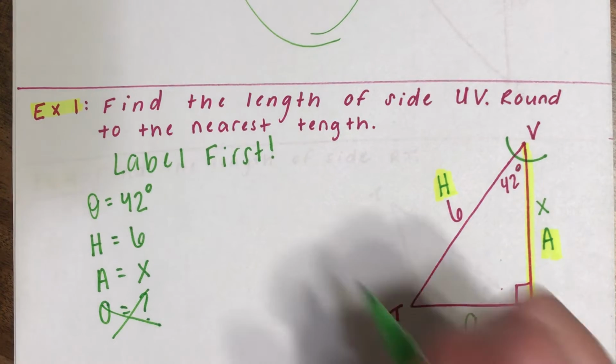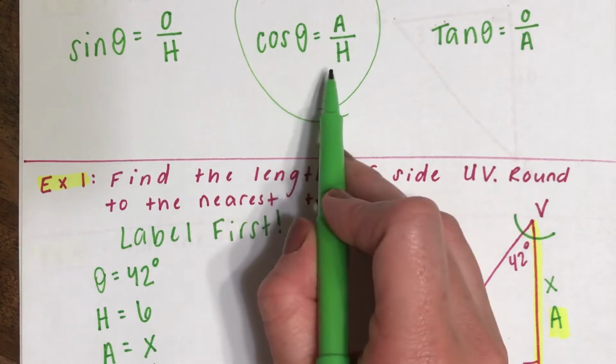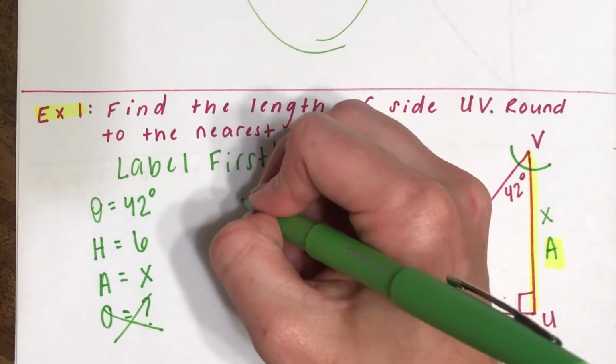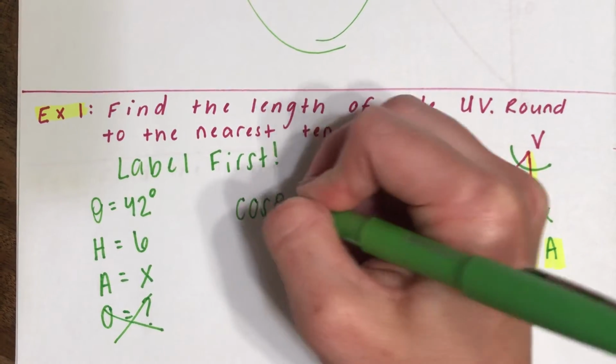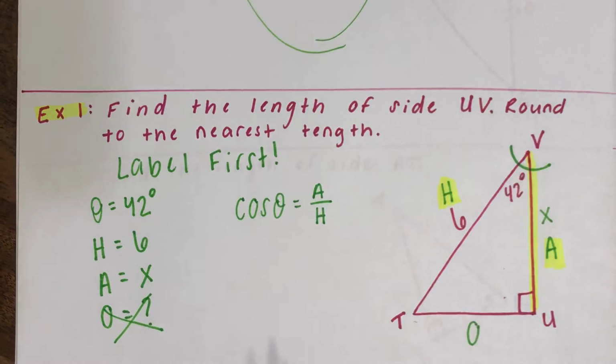The way that I'm going to solve for this side is I'm going to use this equation right here. So I've got cosine of theta equals A over H.